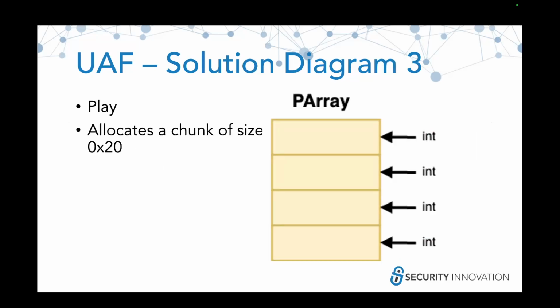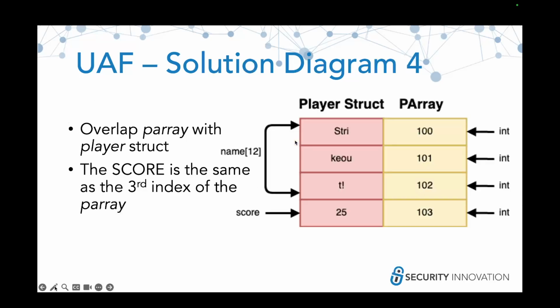Then when we call play, it also allocates a size hex 20. In order to exploit use after free, for the most part, you need to reuse that same chunk, and a lot of times that's going to require the same allocation size. In this case, that's exactly what you need to do. Now, when we call play, what actually happens under the hood is it overlaps the player structure with p-array. And this overlapping effect is what I like to think about for use after free vulnerabilities. I think it's the cleanest way to think about it.